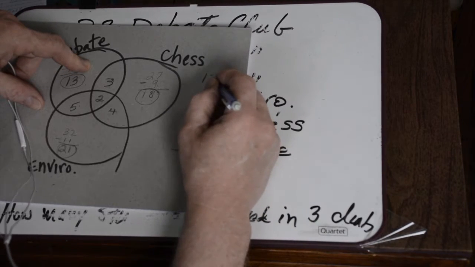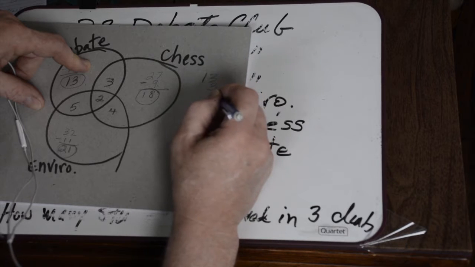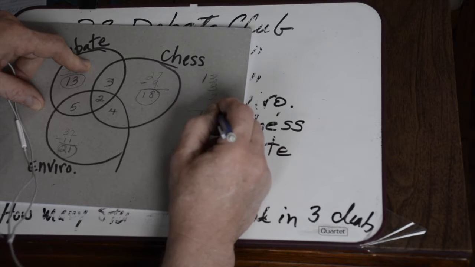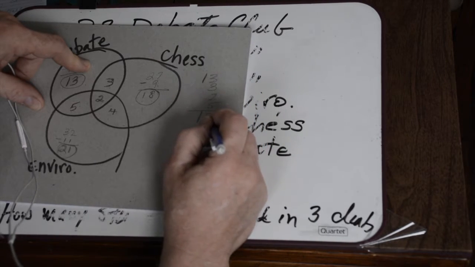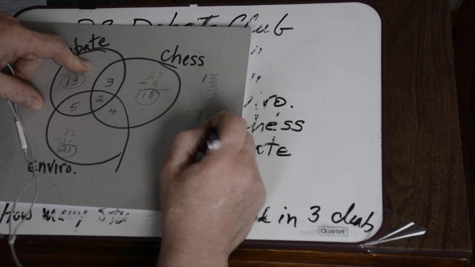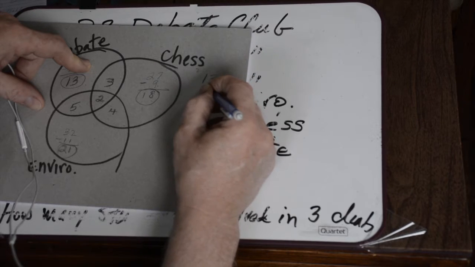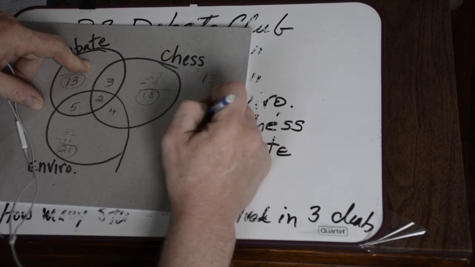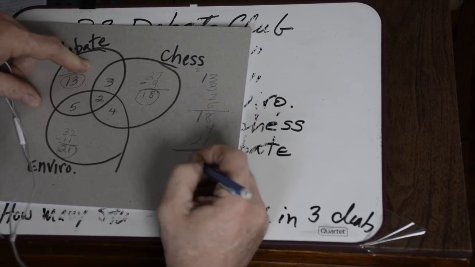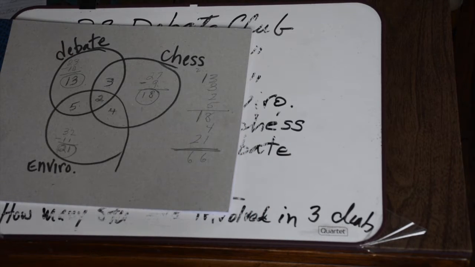And what do we get? 3 and 3 is 6, and 2 is 8, and 5 is 13. 13 and 8 is 21, and 4 is 25, and 1 is 26. Carry 2, 3, 4, 6. So there are 66 students involved altogether.